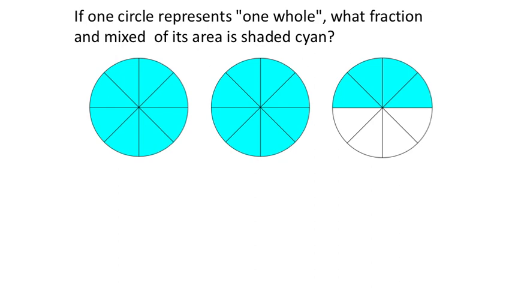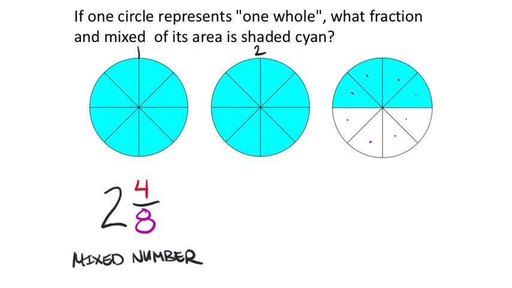Okay, so we definitely have 2 full pieces. Right here, you got 1 full circle, and then you got a second full circle, 2. And then you got 1, 2, 3, 4 pieces that are shaded in cyan. That's 4, 5, 6, 7, 8 total pieces. So that's 2 and 4/8. Now, that is our mixed number right there. Okay, now you can count each individual one, but first for our improper fraction.